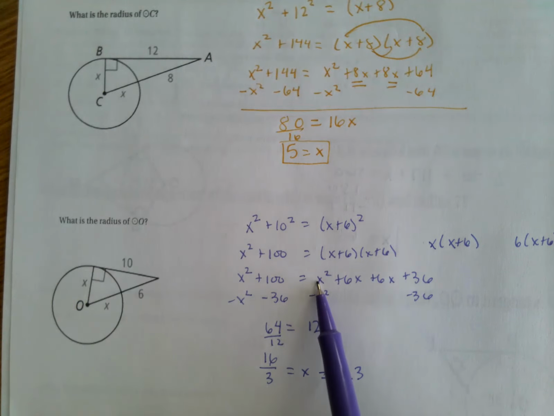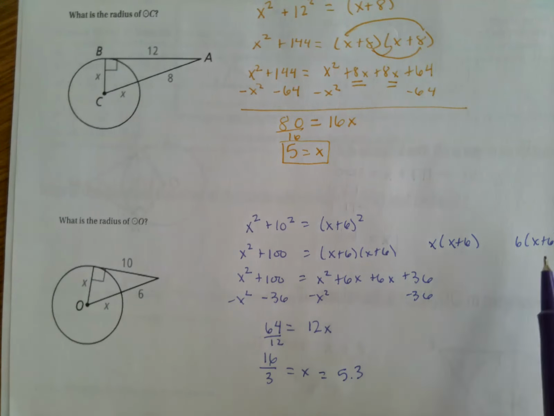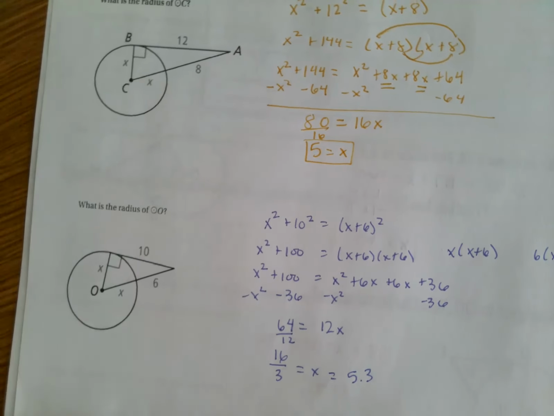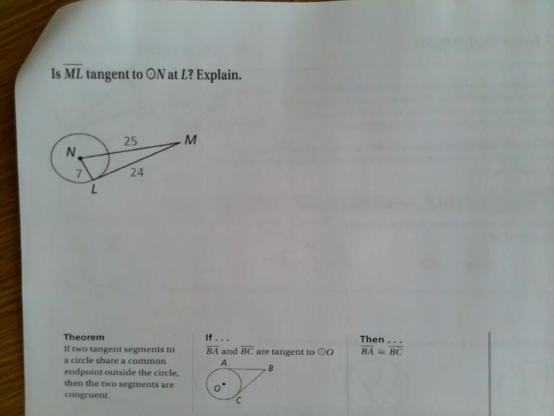X times x is x squared. X times 6 is 6x. 6 times x is 6x. 6 times 6 is 36. And then we move over x squared, we move over 36, and divide by 12.